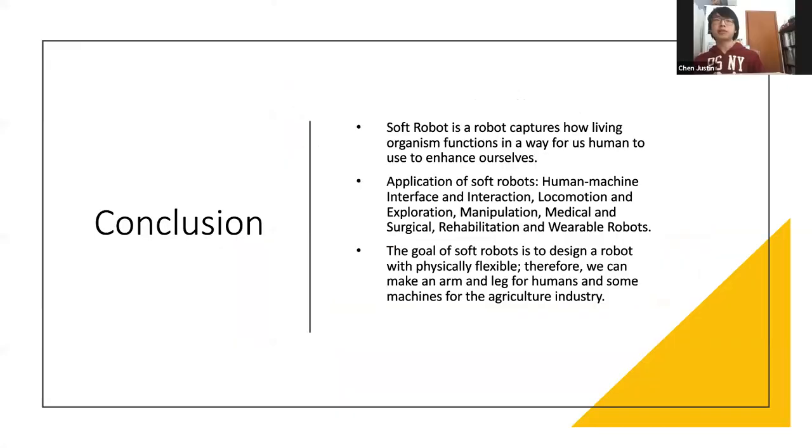Okay, to review, a soft robot is a robot that takes inspiration from the movements and functions of living organisms, which allows humans to design robots that are more bio-friendly and adaptable to changes in their surroundings. Soft robots have many different applications, such as interaction between humans and machines, self-exploration of movement, medical and surgical applications, such as artificial human parts, and wearable robots like prosthetics, etc.